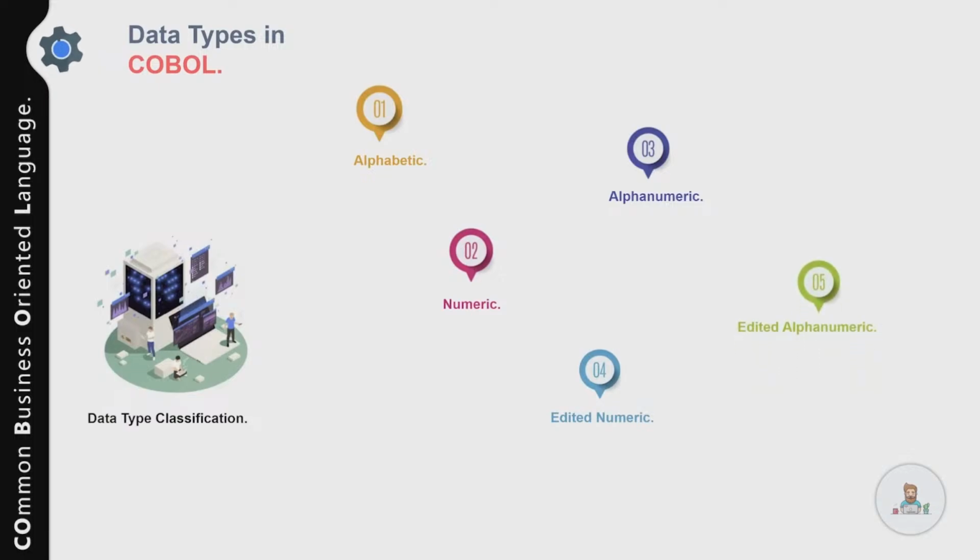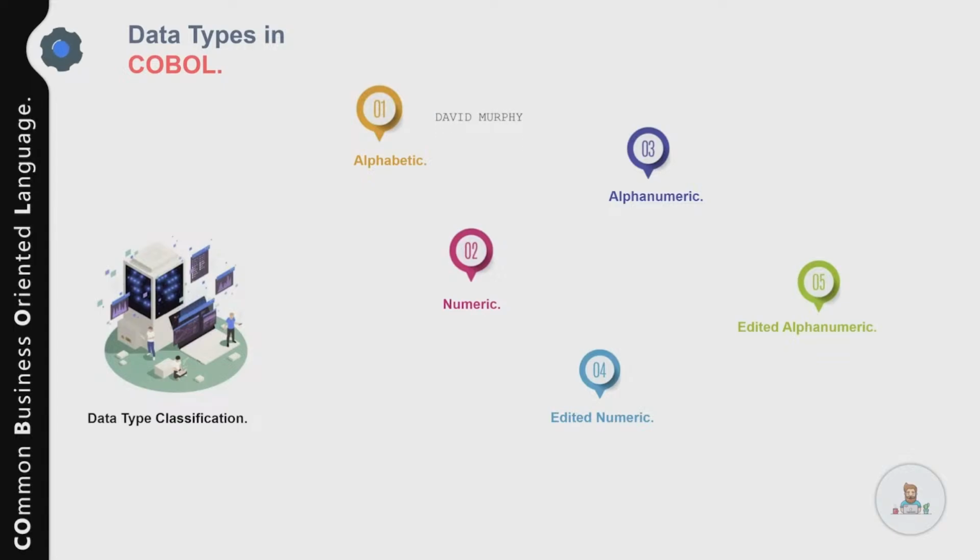There are two more additional categories of data type, which are edited numeric and edited alphanumeric. These two categories are actually an extension of numeric and alphanumeric. So edited numeric is made up of digits and special characters. Apart from that, edited alphanumeric is made up of letters, digits, and special characters. And the important point that you should always remember is that edited numeric and edited alphanumeric are generally used for reporting or displaying data on your screens.